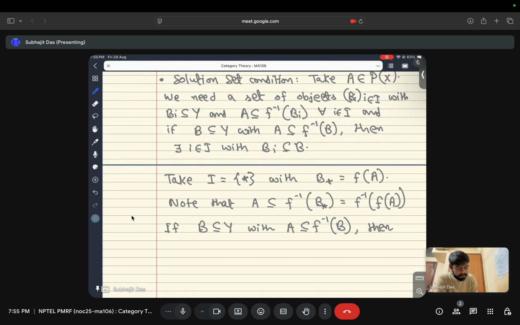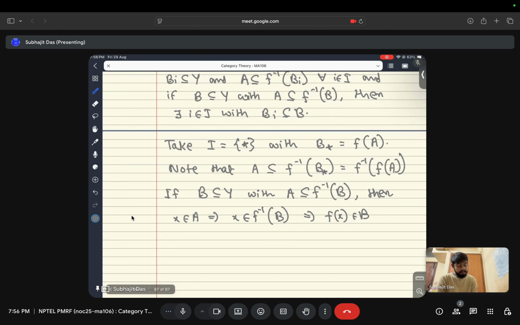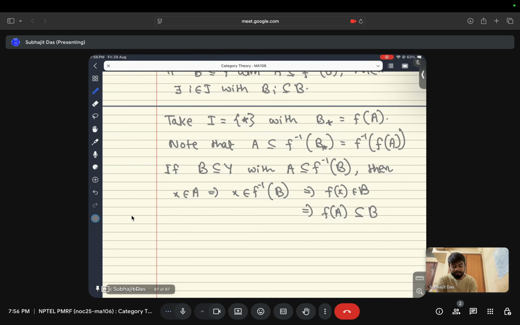Then x in a implies x is in f inverse b, which implies that f of x is in b, right? Which implies that f of a is a subset of b, right? This is for all x in a, so f of a is a subset of b. Okay. And now we are done.